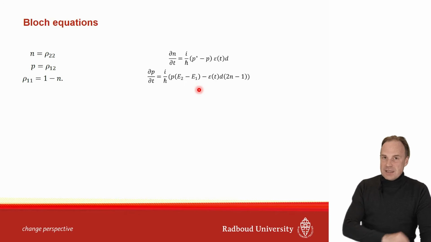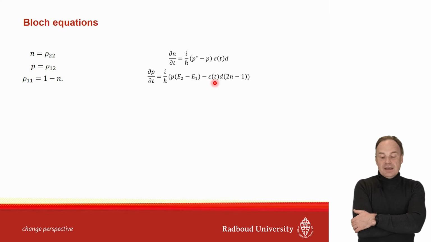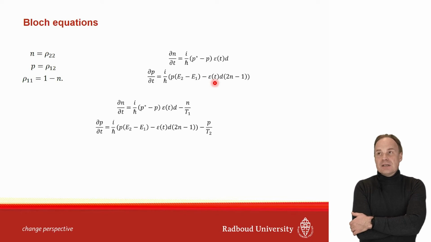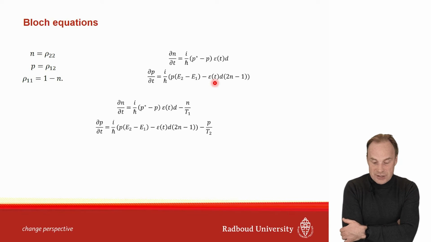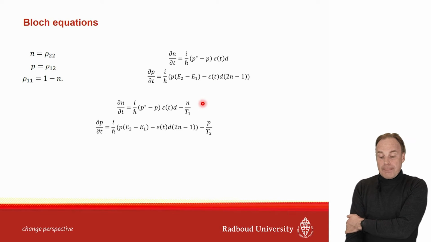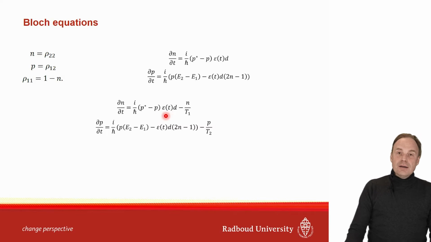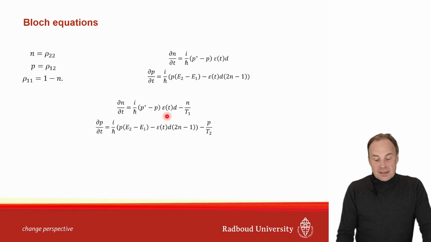Then, something is missing in these two equations. People realize that something is not very realistic here, because if you simply solve these two equations, it would mean that if you excite an ensemble of two-level systems with electric field epsilon, then you will create some population which will exist forever in the excited state, and you will create some polarization which will oscillate forever as well. It is, as I said already, something very counterintuitive.